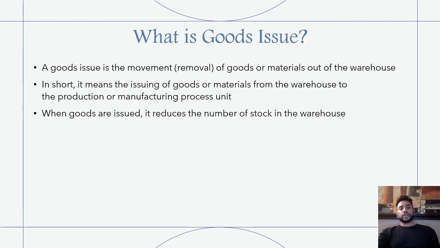Lastly, what is goods issue? Goods issue is the movement or removal of goods or materials out of the warehouse. In short, it means the issuing of goods or materials from the warehouse to the production and manufacturing process unit. When goods are issued, it reduces the amount of stock in the warehouse. So basically it is the movement or removal of raw material. If it's used in the production manufacturing cycle, that means it's a goods issue.